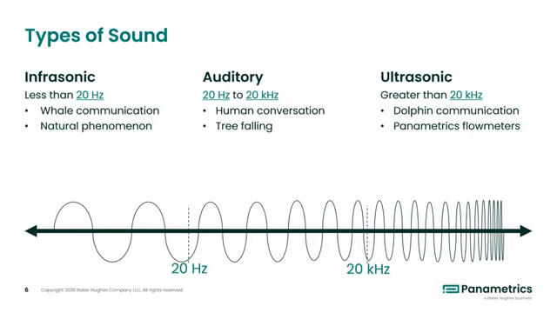The most common sound waves are those that we can hear. These sounds fall in the range of frequencies between 20 Hz and 20,000 Hz and are called acoustic or auditory sounds. Sounds with frequencies below the acoustic range are called infrasounds, while sounds above the acoustic range are called ultrasound.